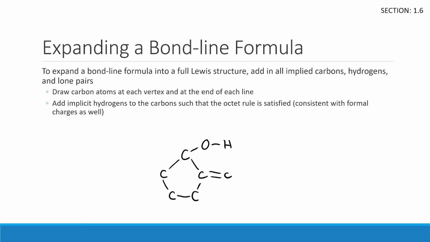Notice it is making 3 bonds, 1, 2, 3. So the last bond will have a hydrogen. This next carbon has 2 bonds. So it has 2 hydrogens. This carbon also has 2 bonds going to it. So it has 2 hydrogens. Same for this one.